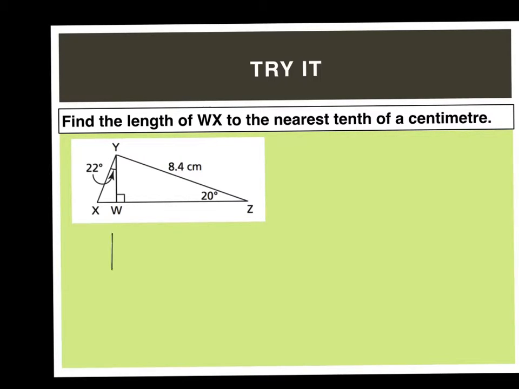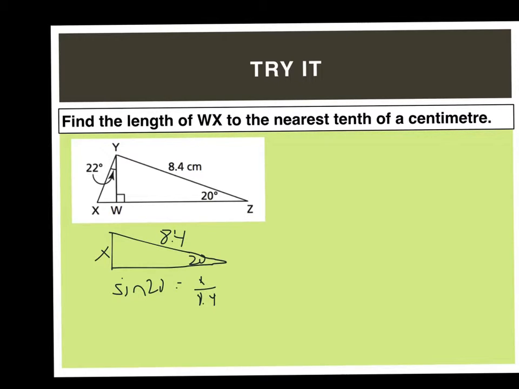Okay, so if you got 8.4 and 20, and you're trying to find that, if I call it X, then I would have to use which of the 3 ratios? So I use sine 20 equals X over 8.4. And I know that's pretty messy there, but hopefully you already have it anyway of your own.